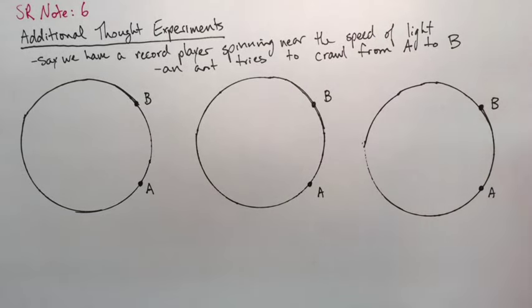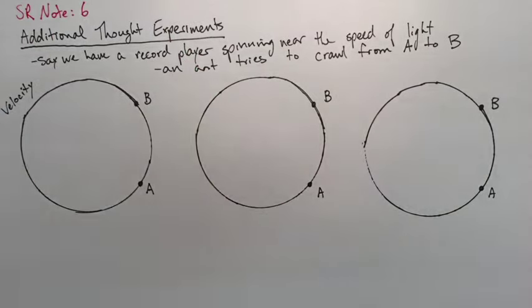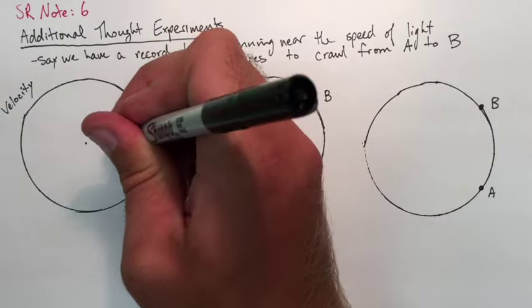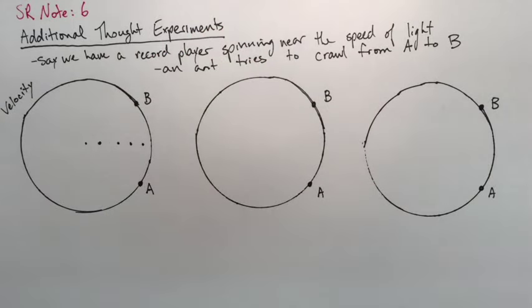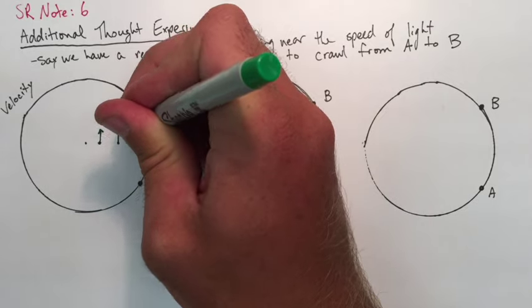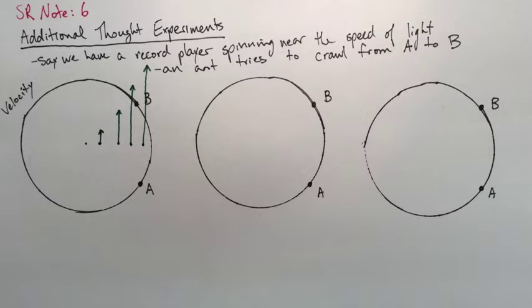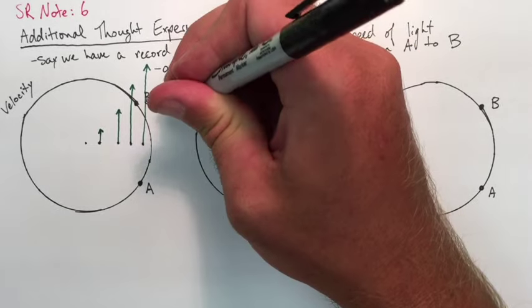First of all, on the first record player, let's add some dots from the middle towards the outside and see how the speed changes between them. Near the middle, the record isn't spinning that quick, so we can show that with a smaller velocity, but as we move to the outside, the velocity gets quicker and quicker and quicker.